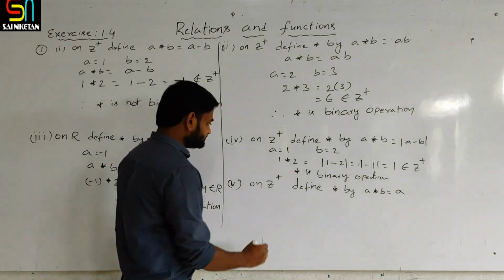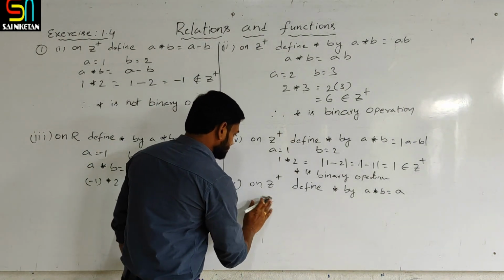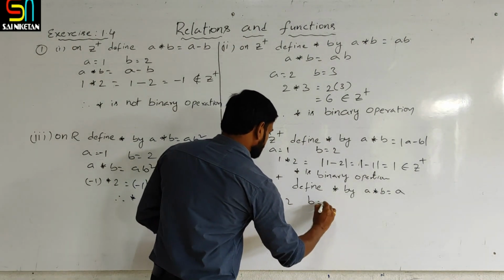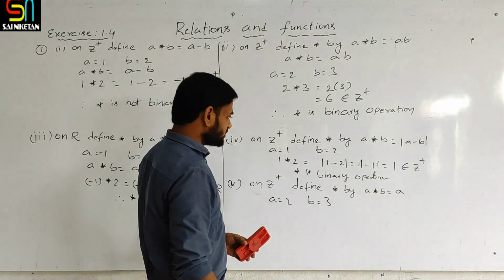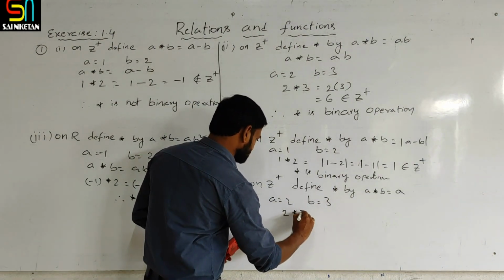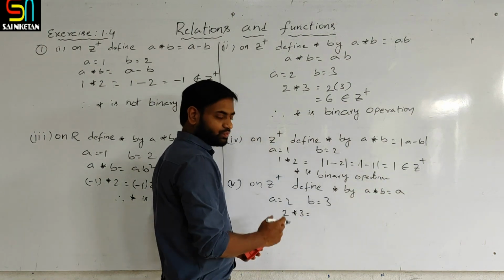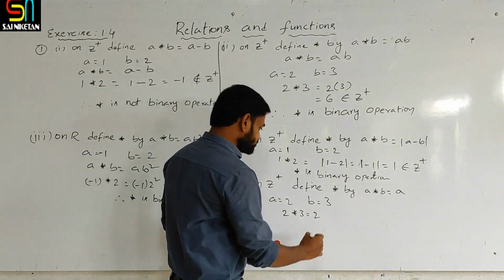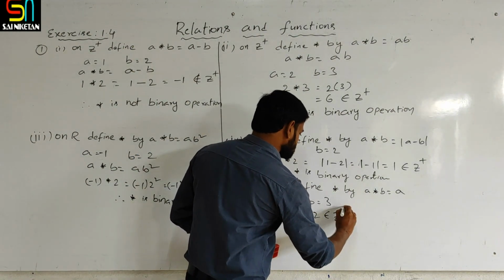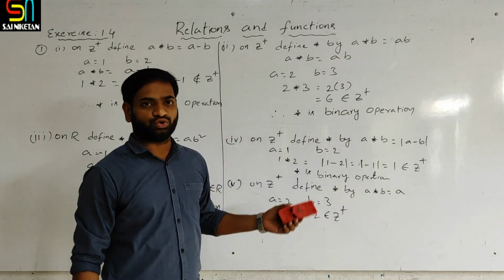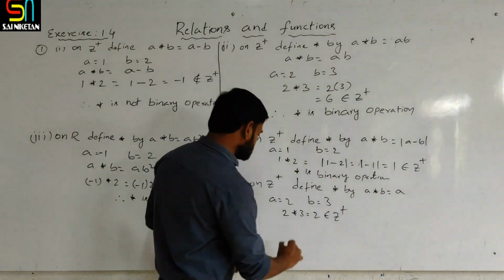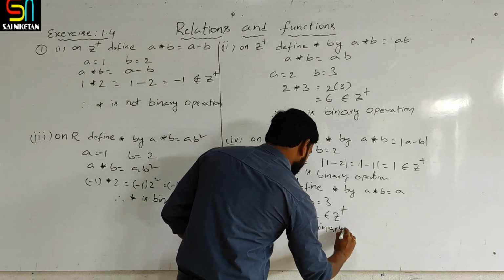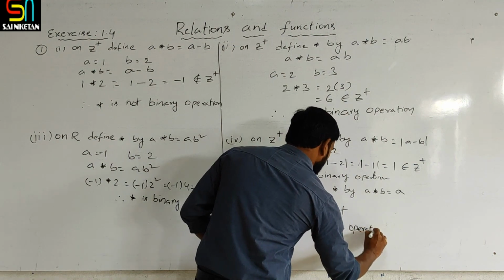Next, see this one. Again it is Z plus. Suppose A value I am taking 2, B value is 3. Now A star B, that is 2 star 3, is A. What is A? 2. The answer is 2. Now this 2 belongs to Z plus. So star is binary operation.